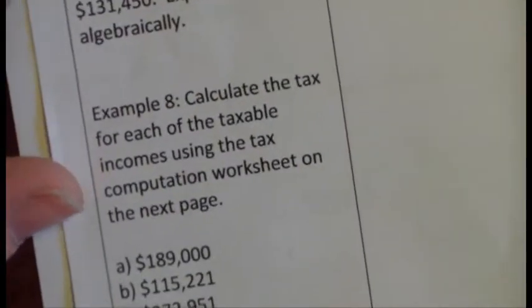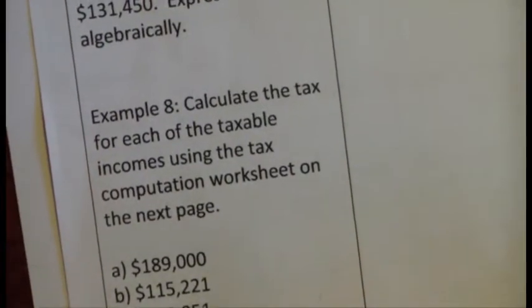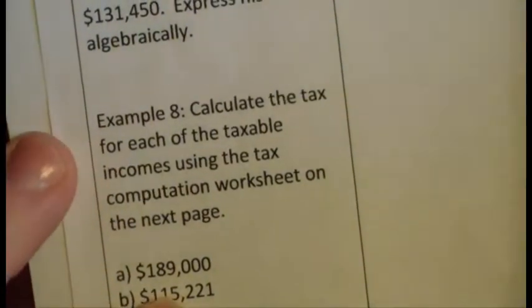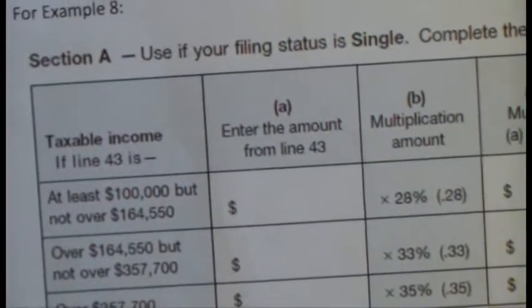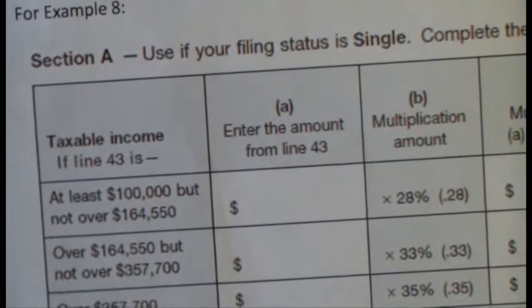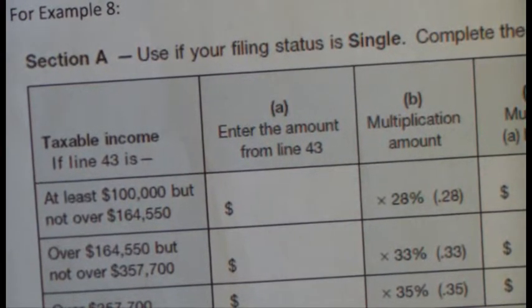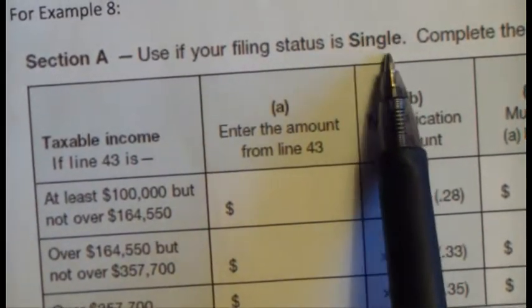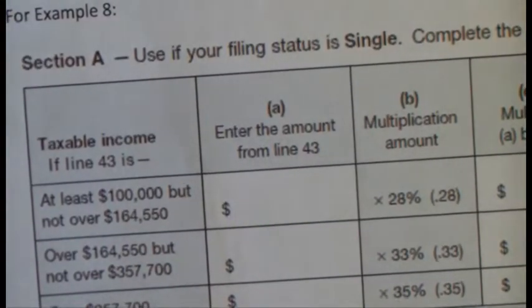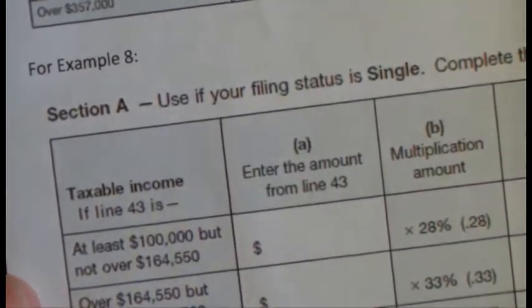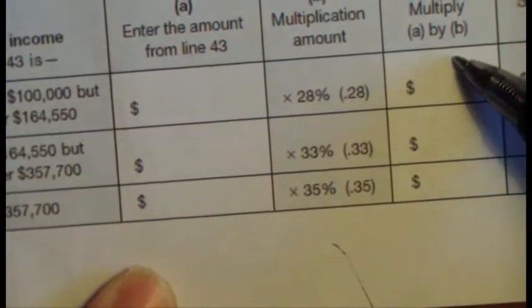All right, example 8. Calculate the tax for each of the taxable incomes using the tax computation worksheet on the next page. So our first one, our taxable income is $189,000. So this table is Schedule A, or Section A, which is exactly like Section B, which we used for examples 5, 6, and 7. The only difference is this is for filing single, and the other one was for filing married, filing jointly. So again, we find our interval, that's our taxable income, multiply it to get this row, subtract this to get the last row.